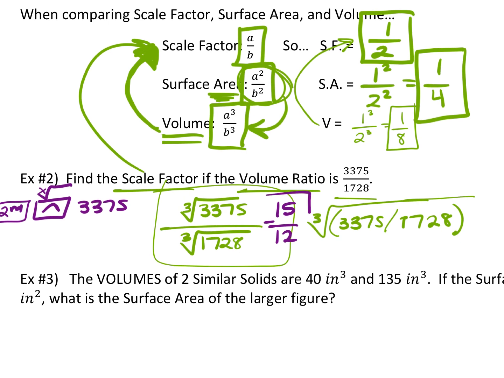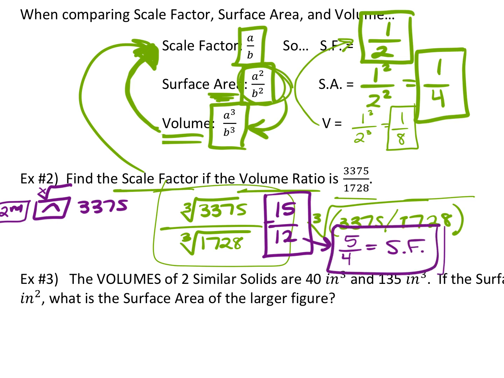Would you say this is your scale factor? No. Simplify, okay? Take that ratio as low as it will go. So 15 over 12 reduces to what? 5 over 4. So that is going to be your scale factor. Any questions on that?